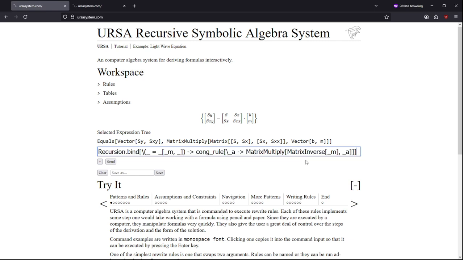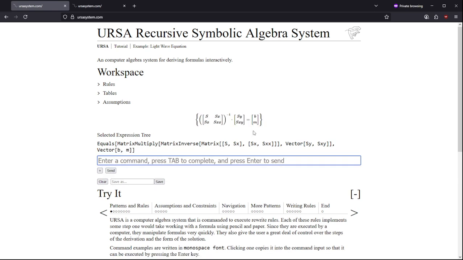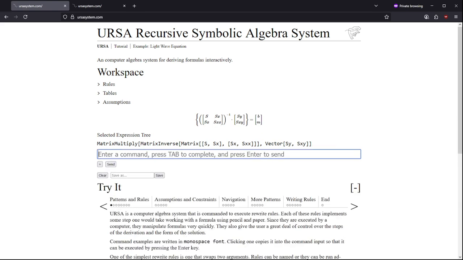So this is probably the most complicated rule that's going to be in this video, but when we run that, we get both sides multiplied by the matrix inverse. And now when I run simplify, this rule is smart enough to notice that it's got matrix inverse times the matrix, and it just cancels those out. So now we've got b and m on one side, and that's equal to this expression on the other side.